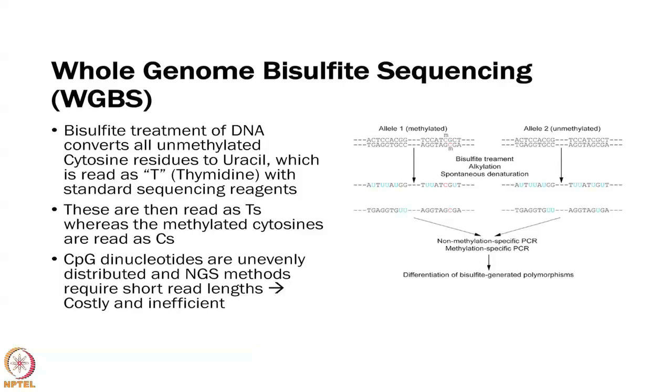This is just super expensive. Not a lot of people do it, because it's essentially whole genome sequencing times two, because you have to have a bisulfite and a non-bisulfite sequenced sample. So it's one way of doing it, but again, it's really expensive.